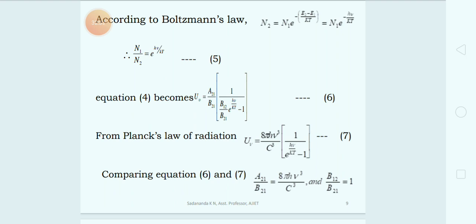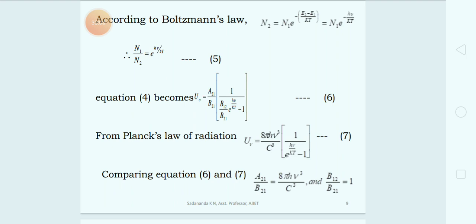So now comparing equation number 6 and 7, you can write A21 by B21 is nothing but 8 pi h nu cube by c cube, and B12 by B21 is 1. So in other words, B12 is equal to B21, which implies that the probability of induced absorption is equal to the probability of stimulated emission.